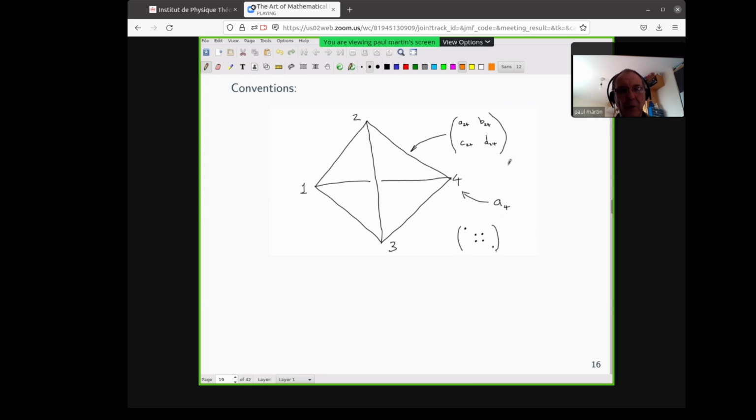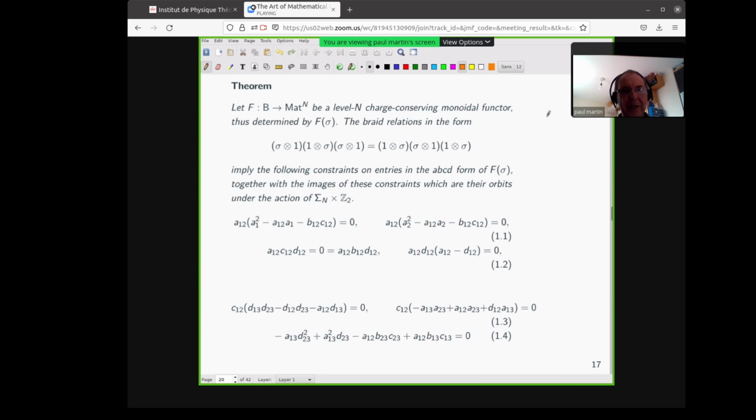Before I give the analytical constraints, let me remind you one more time about how to read these things. The labels that I'm using for the entries in the F sigma, which gives the representation, are these. So A_i on the vertices and these A, B, C, D 2 by 2 matrices associated to the edges. And armed with that, you can now take something home from this theorem.